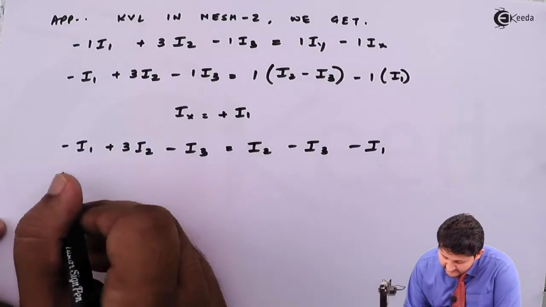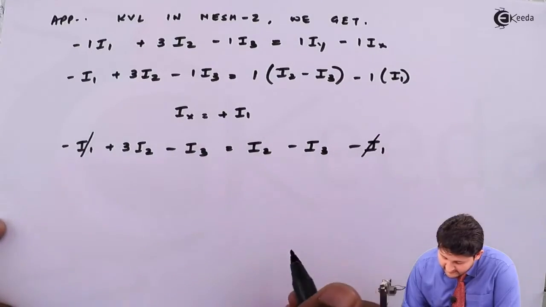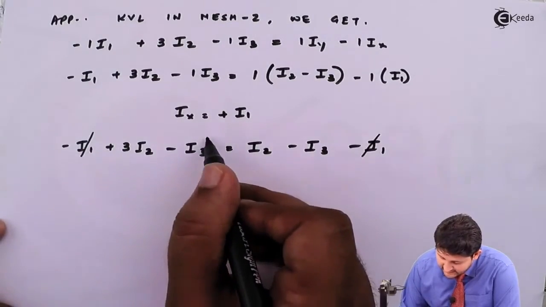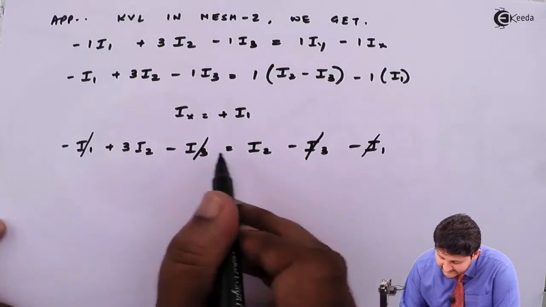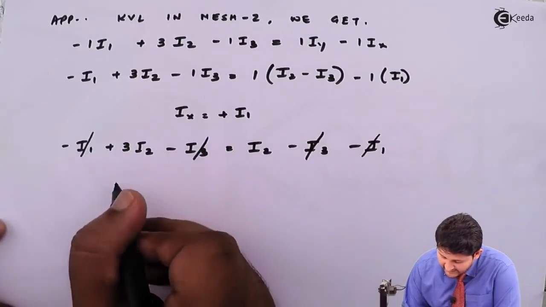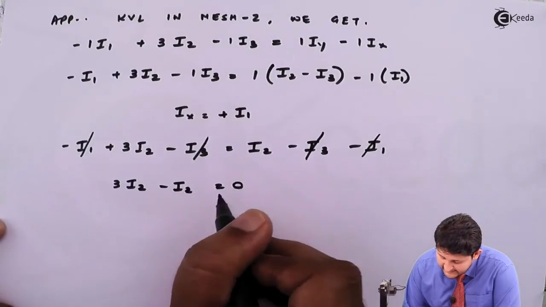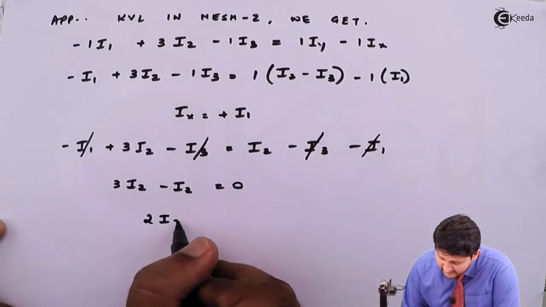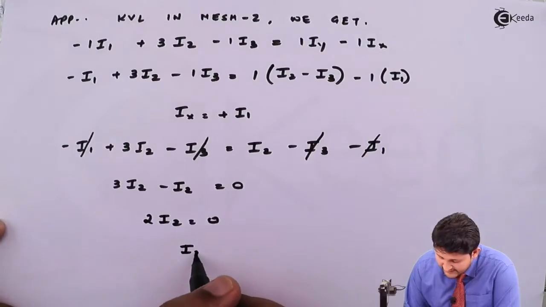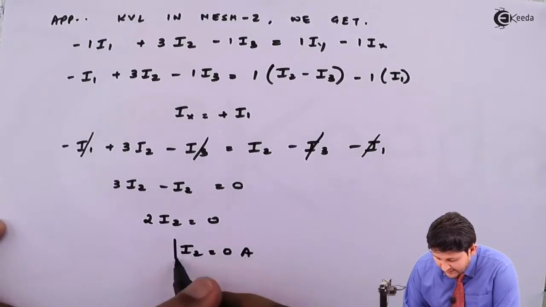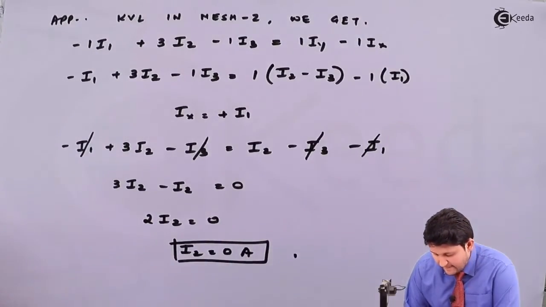Shift it over there. This will automatically get cancelled, same term as it is. So the term you'll be getting is 3I2 minus I2 equal to 0. This will be 2I2 equal to 0. This will be I2 equal to 0 amps.